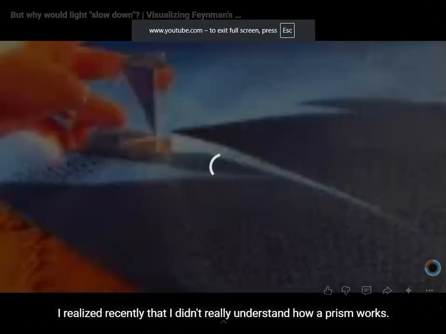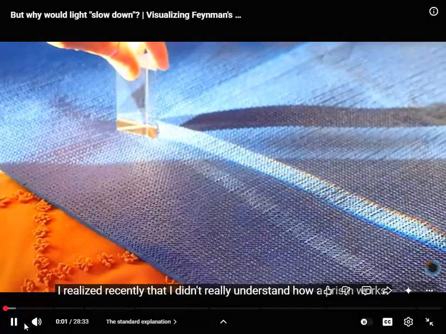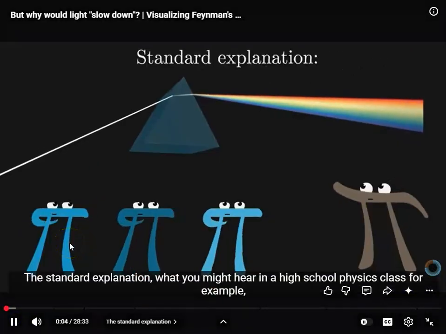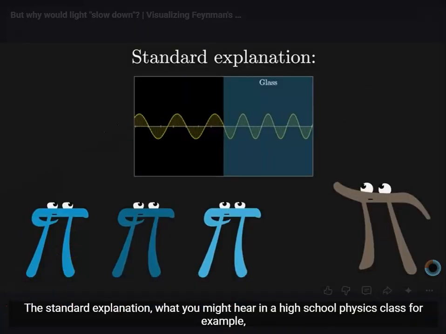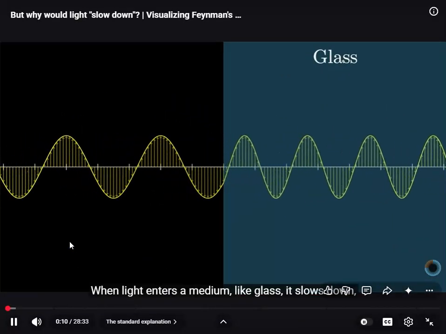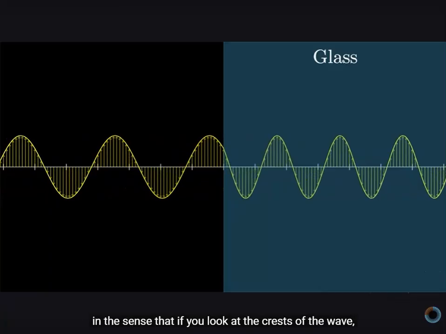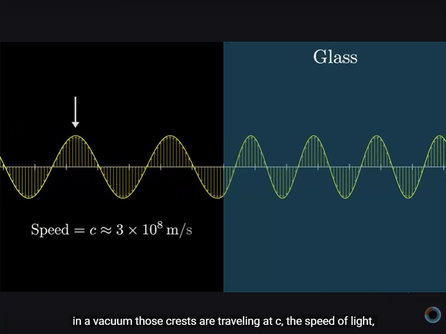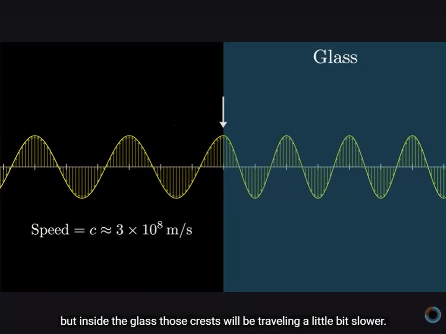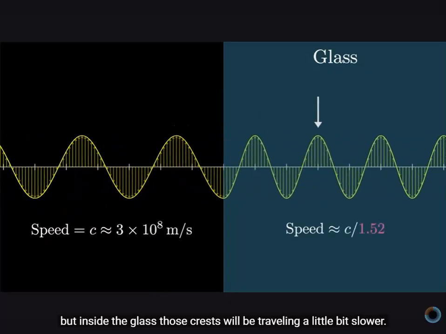Sound up. I realized recently that I didn't really understand how a prism works. The standard explanation, what you might hear in a high school physics class, for example, goes something like this. When light enters a medium, like glass, it slows down, in the sense that if you look at the crests of the wave, in a vacuum, those crests are traveling at c, the speed of light, but inside the glass, those crests will be traveling a little bit slower.